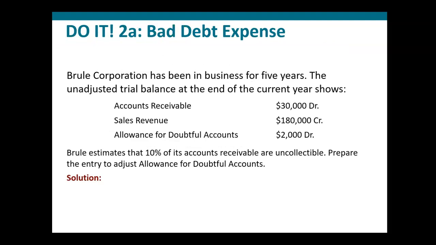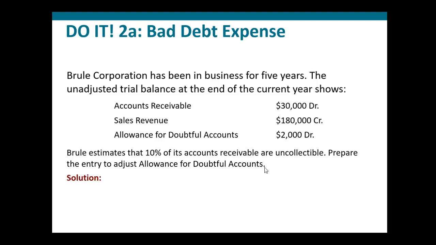The Brule Company has been in business for 5 years. Their accounts receivable is $30,000. Their sales revenue is $180,000, and the allowance for doubtful accounts is $2,000. They estimate that 10% of its accounts receivable are uncollectible. And this is a $2,000 debit balance, by the way.